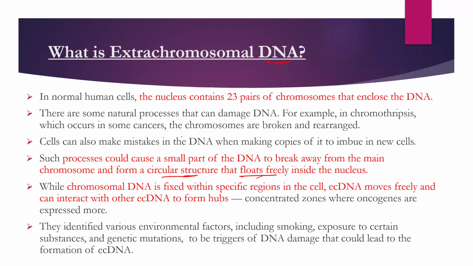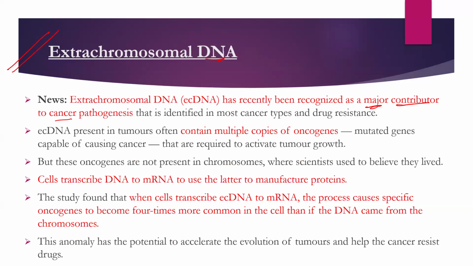nucleus. Okay, so it may be happening when chromosomes break or due to certain mistakes. Okay, so in both of the cases, these DNAs form a circular structure and float freely inside the nucleus. Okay, now what the study has found out is while chromosomal DNA is fixed within specific regions of the cell, this extra chromosomal DNA is the one which is responsible for the formation of hubs. So it creates concentrated hubs where oncogenes happen. So what is an oncogene? Basically, those are the genes which can cause cancer. Okay, so these DNA basically form into hubs, and in these hubs you find multiple copies of oncogenes. Okay, so that is the news part of it.